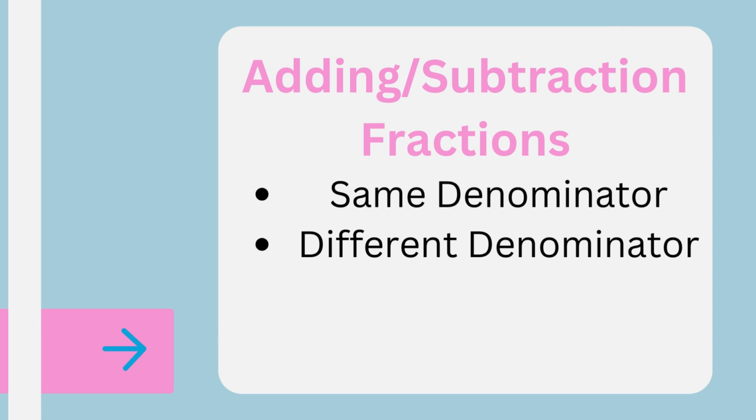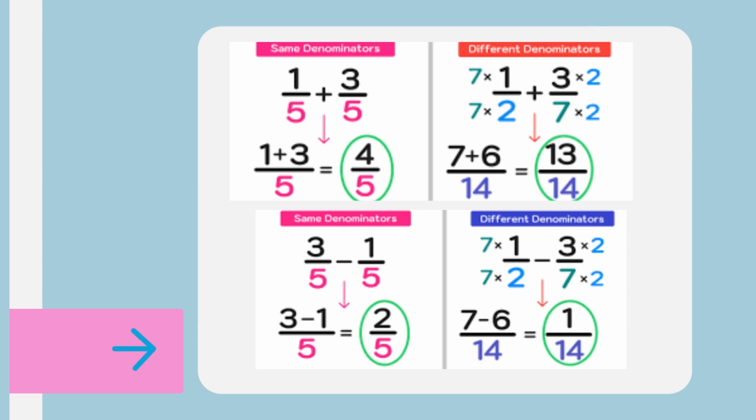Next, we have adding and subtracting fractions. There are two types of questions: those with the same denominators, where you add the numerators directly, and those with different denominators, where you find a common denominator first. As you can see, I have pictures of it. The top left is about when the fractions have the same denominator. Basically, addition and subtraction of fractions use the same method.